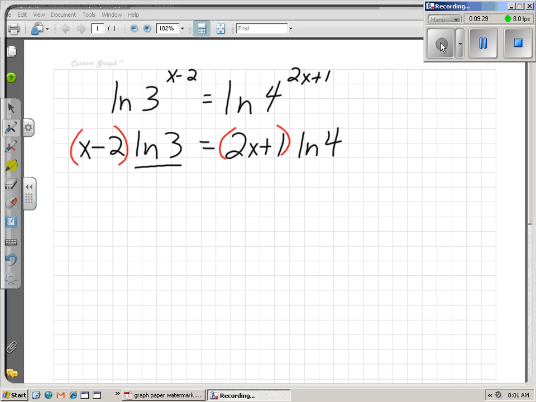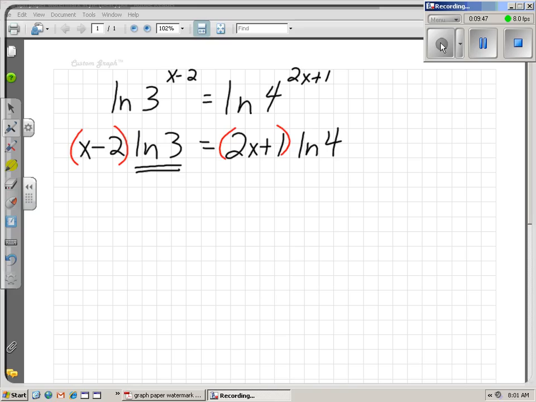Now, the next step is, you guys remember that natural log 3, that's just a decimal. All right, it's just a number. We can put it in our calculator, and we'll get this weird decimal number. But I don't want to do that right now because I don't want to write that decimal number. So I'm going to leave it natural log 3. But look at what's happening here. I have a number, a decimal number, multiplied by x minus 2. Well, that's just the distributive property.